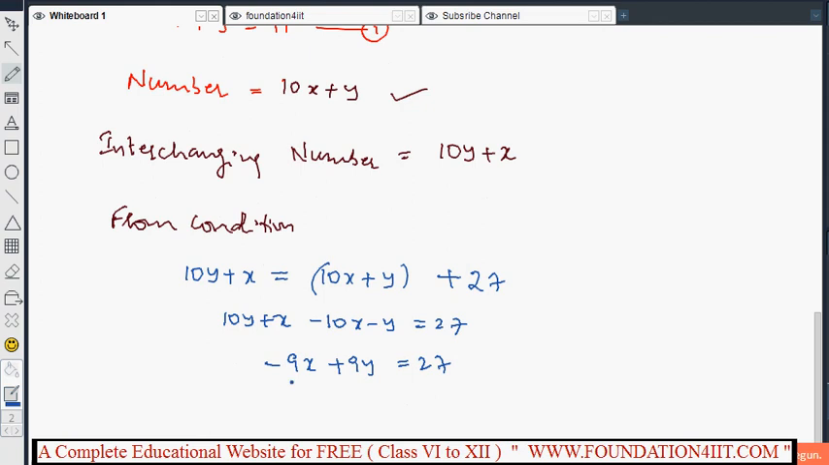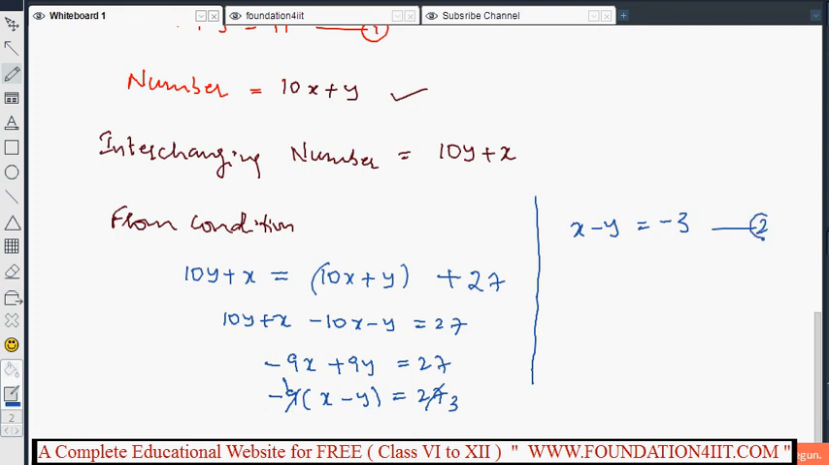Now if you take minus 9 common, then x minus y is equal to 27. So you can cancel 9 ones and 9 threes. If you shift this to the right side, then x minus y is equal to minus 3, because minus of x minus y is equal to 3. So x minus y is equal to minus 3.